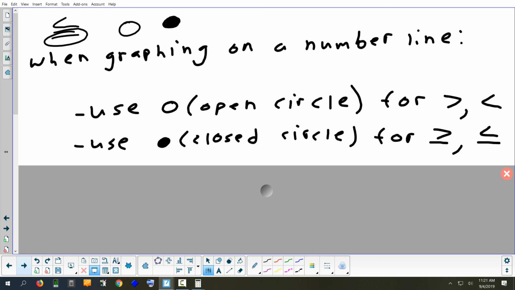Okay, so when you're graphing on a number line, you've got to make sure we use one of those two symbols. And there's actually another way to do it. Our book does it differently. Okay, I'm going to show you this way first because you probably did this back in Algebra 1. Then I'll show you how our book does it. It's not really hard at all.